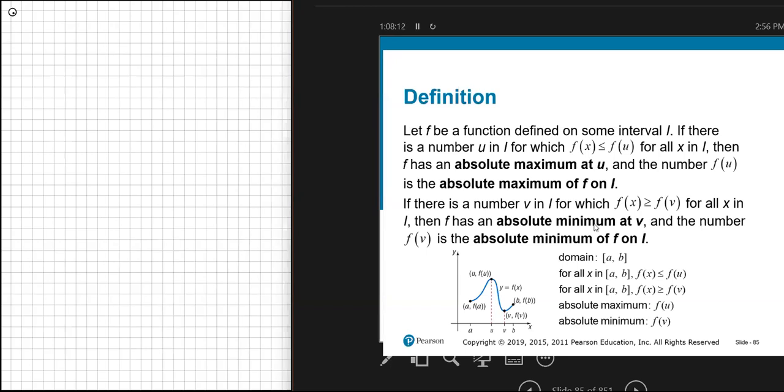So in this graph, this point is the highest y value the function obtains, and this point down here is the lowest y value the function obtains. So this point up here contains the absolute maximum, and this point down here contains the absolute minimum for all x inside the interval AB, the closed interval AB.